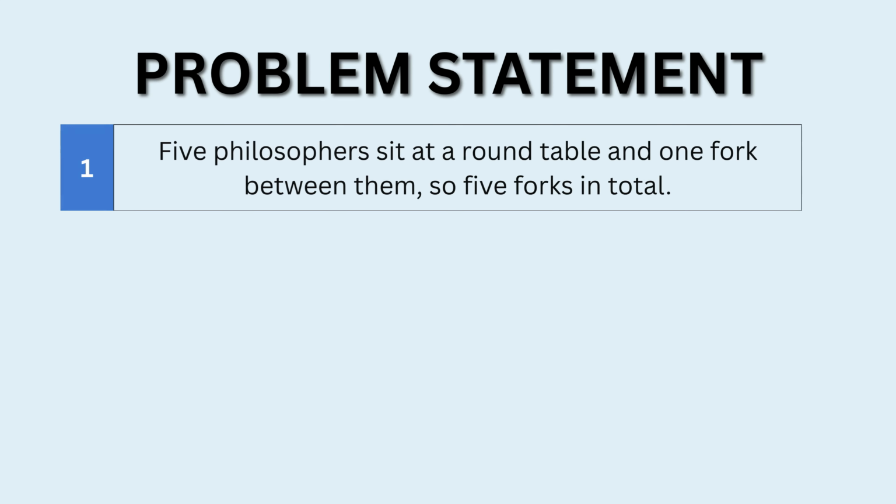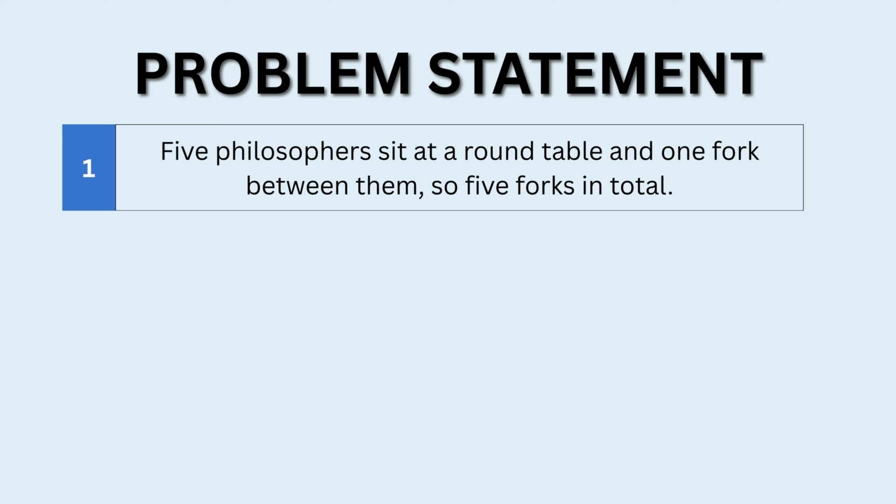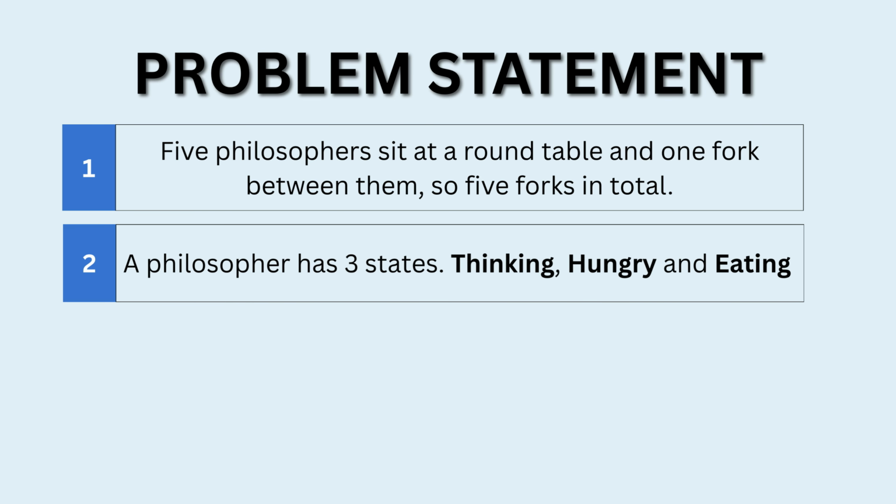Let's understand the problem statement first. Five philosophers sit at a round table. Between each adjacent pair of philosophers is exactly one fork, so five forks in total. A philosopher has three states: thinking, that is not using any forks; hungry, wants to eat, waiting for both adjacent forks to become available; eating, holds both the left and right fork, eats, and then puts both down.